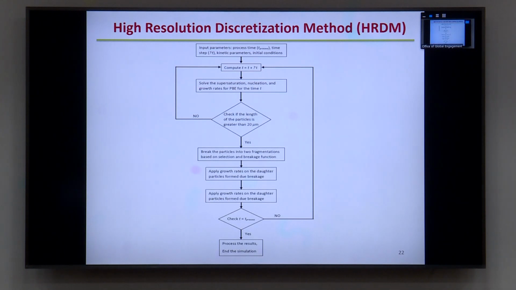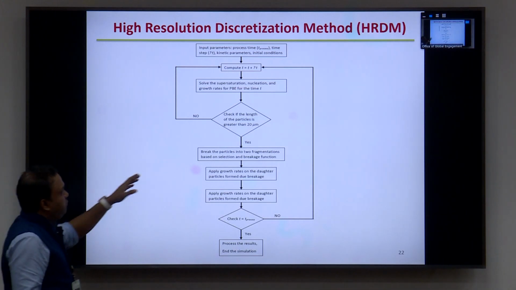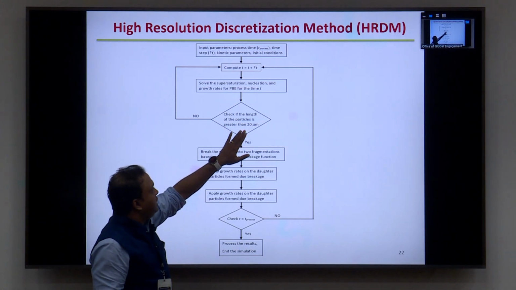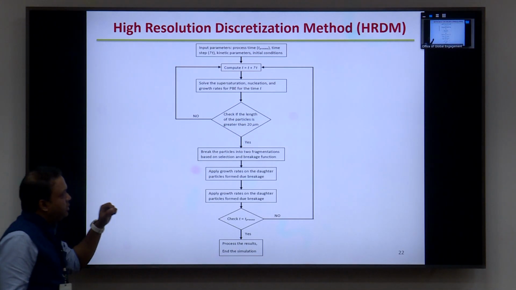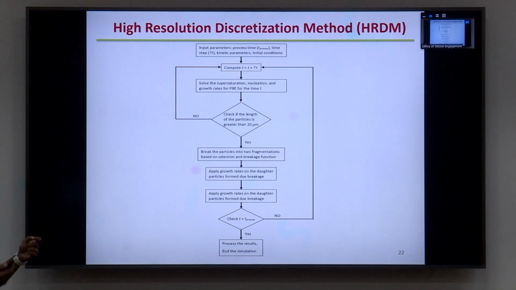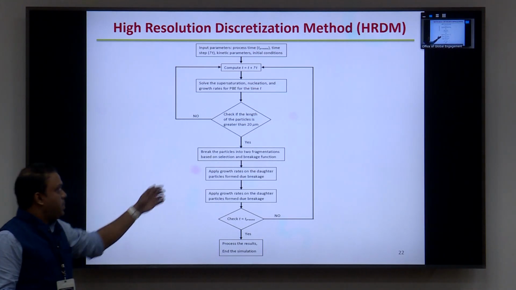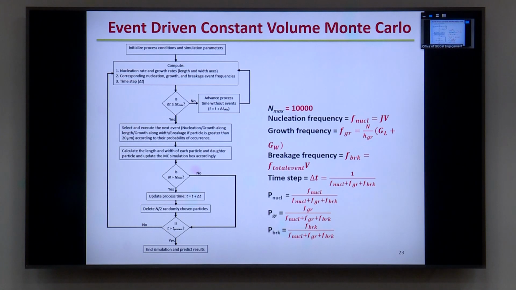This is the flowchart for the high resolution discretization method. Here we have one factor. It will check whether the particle is greater than 10 micrometer. Unless that, it will keep on growing, and once it reaches 20 micrometer, the particle breaks by the functions that we have used. For Monte Carlo also we have done the same.